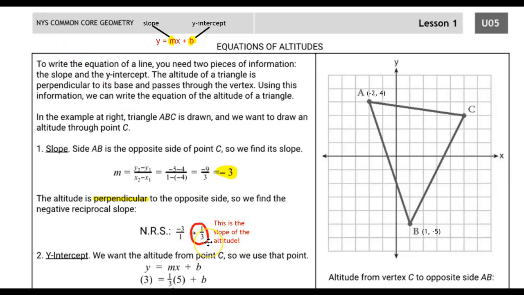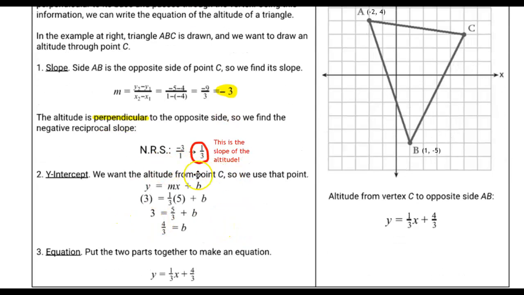Once I have the slope of my line, all I need is the y-intercept. So moving on to the y-intercept, we want the altitude from point C. We know it's supposed to go through this point. So we already have a point that we know is going to be on this altitude. So we can use that ordered pair in order to solve for b. We'll take this x value and this y value and substitute them into y equals mx plus b along with the slope that we just found, the slope of the altitude, and then solve for b. That's the only unknown that we have in this equation, and we're looking for the y-intercept, so we're trying to solve for b. Solving this equation gives us 4/3, so 4/3 is equal to b.